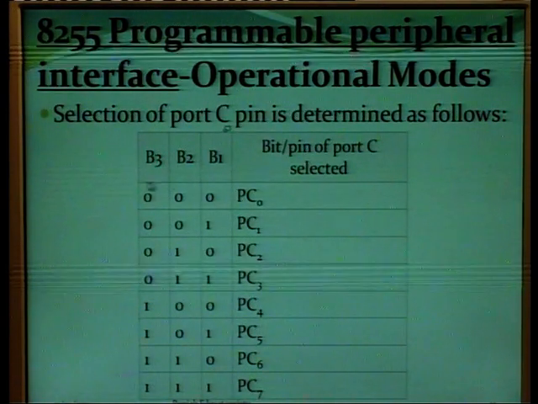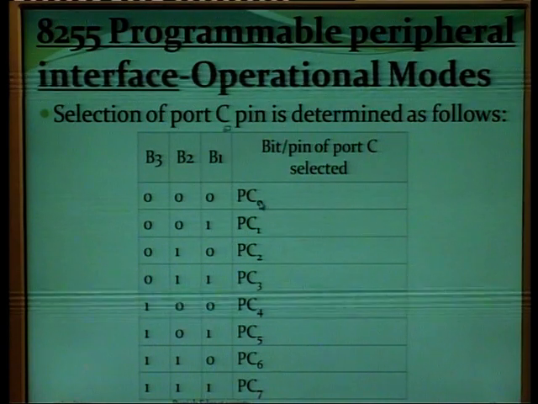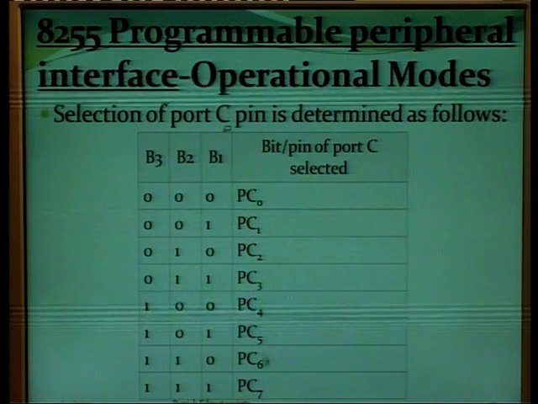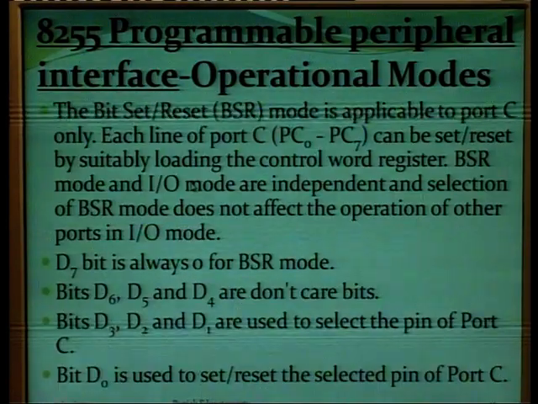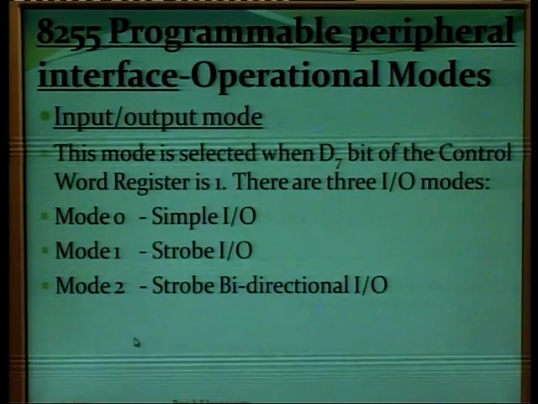This is the bit selection of port C. We can select any pin of port C from PC0 to PC7 by using these three bits D1, D2 and D3 of the control word register.